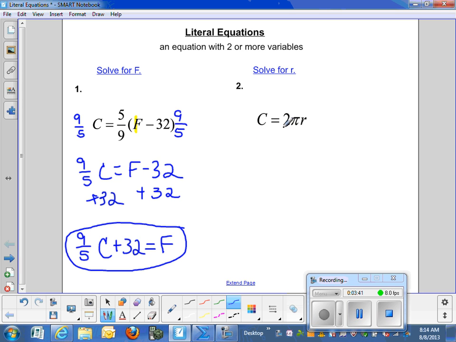So r is multiplied by 2 pi, so if we divide each side by 2 pi, the circumference divided by 2 pi is the radius. So now I have a formula. Given circumference, I can calculate the radius.